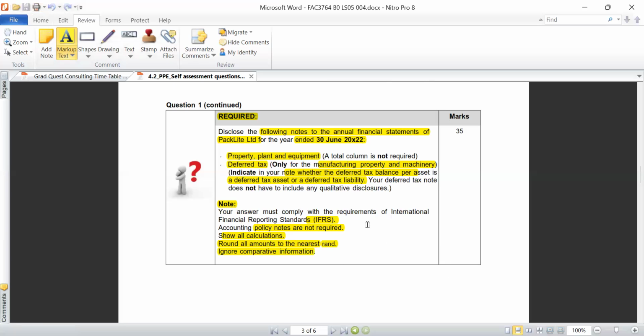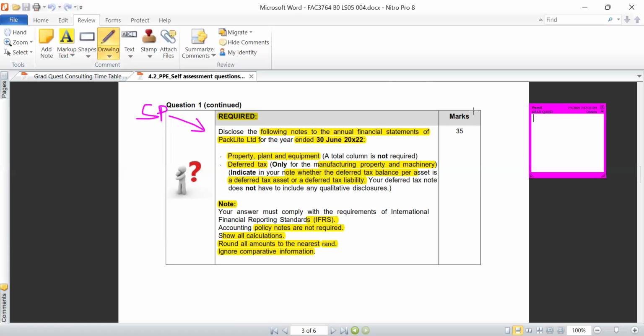Now, when you have a question like this, yes, we have read through the required part and we understand what is expected of us. So that's your starting point. What is the next step to do? The next step is to go through the information to identify the property, plant, and equipment assets. That's step number 2. I'm going to write this down because you need to follow these things systematically in order to be strategic when you're answering the question.